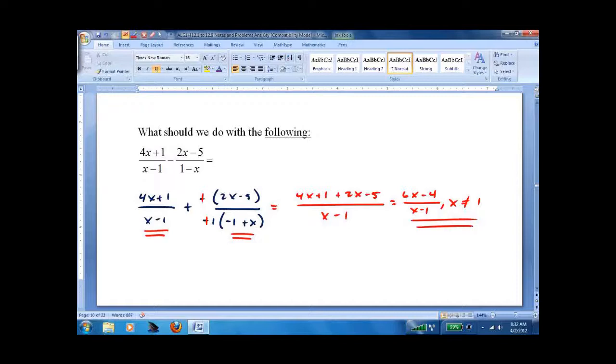Fair amount of tricky stuff here, especially on the dividing. So make sure you practice this a lot. Make sure you have it locked and loaded. Good luck.